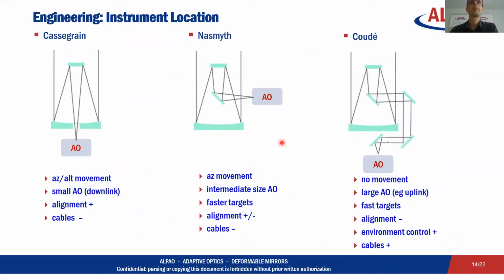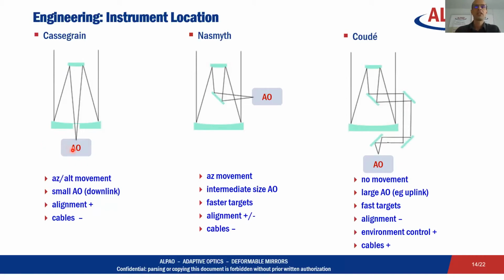Next, we have the next engineering aspect, which is the instrument location, a very important question. There are many different foci at a telescope. I choose to present three of them: the Cassegrain focus on the left side, the Nasmyth focus in the middle, and the Coudé focus on the right side. So let's start with the left side.